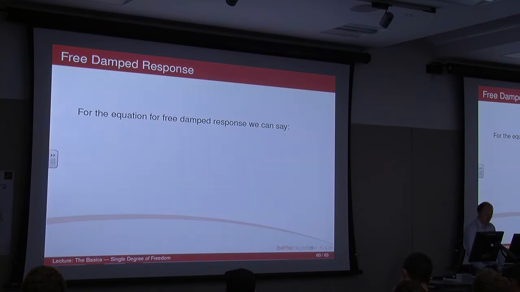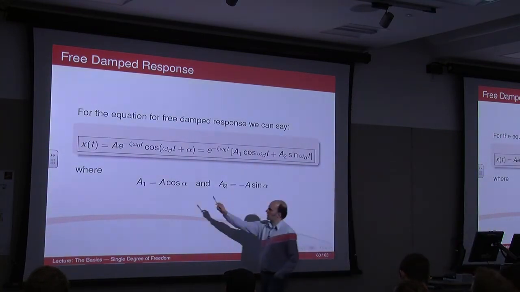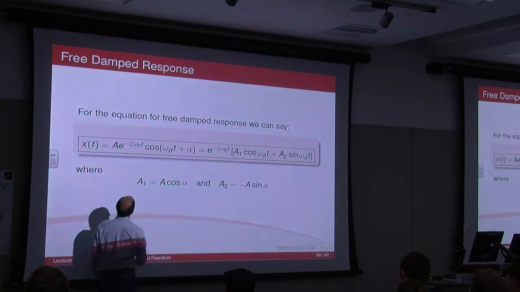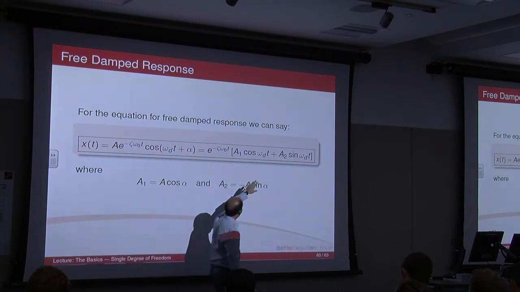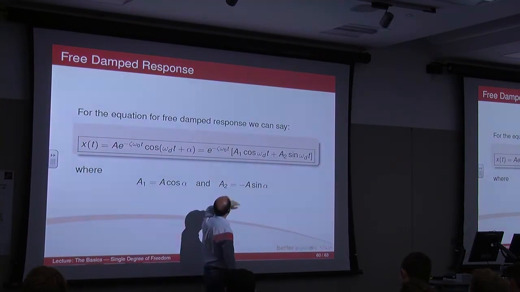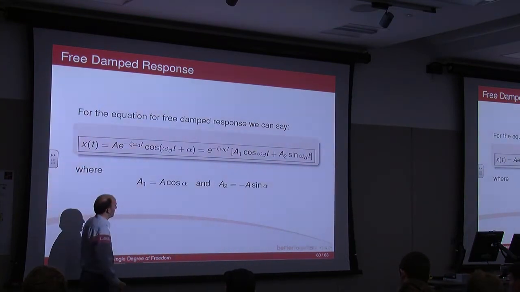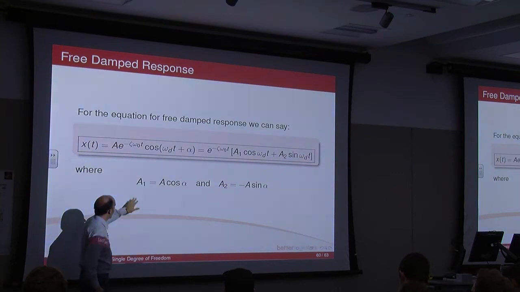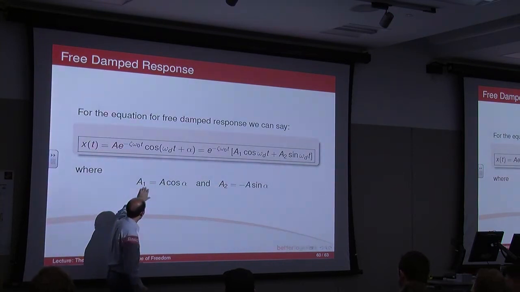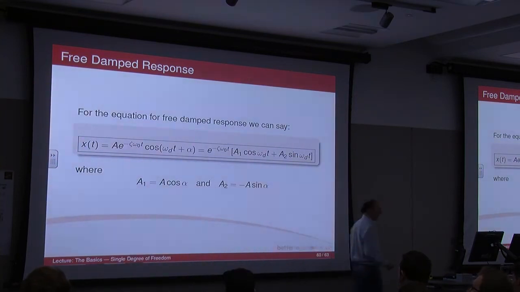Similarly, for the damped response, we had this form of equation. Now we've got the exponential in here, the decaying exponential. In terms of zeta, we can write that as a1 cosine of omega d t plus a2 sine of omega d t, multiplied by that decaying exponential, because that decaying exponential affects the sinusoid. As time increases, it will reduce the amplitude of the sinusoid. And for that equation to work, a1 must be a cosine of alpha, and a2 must be minus a sine of alpha.